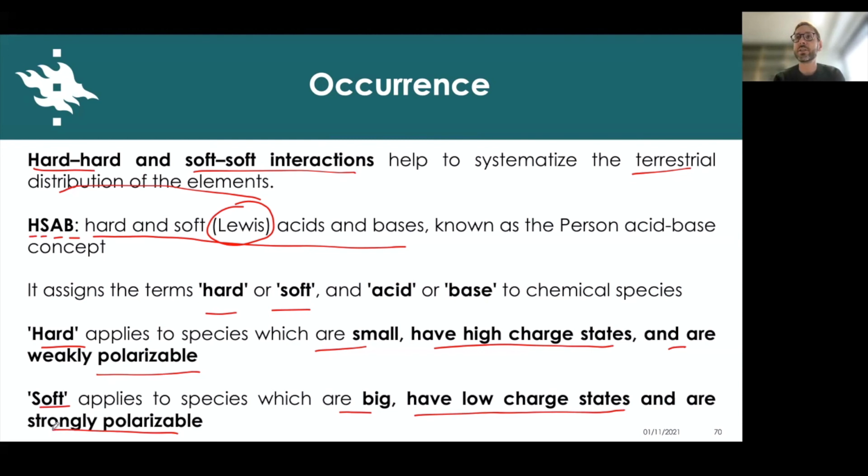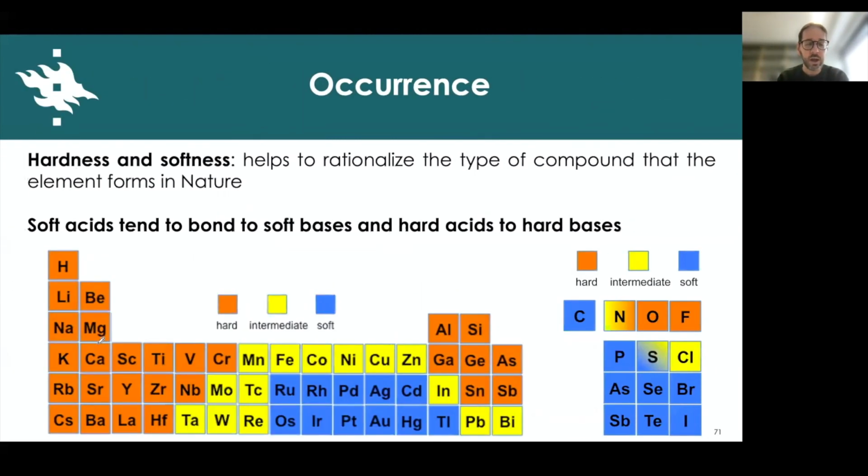According to this framework, like species tend to bind to like: soft species tend to form more energetically favorable, more stable compounds with soft species, and hard species tend to form more stable compounds with hard species. So soft-soft and hard-hard interactions are favorable. This helps us rationalize the type of compound an element forms in nature. Therefore, as I said, soft acids tend to bond to soft bases, and hard acids to hard bases.